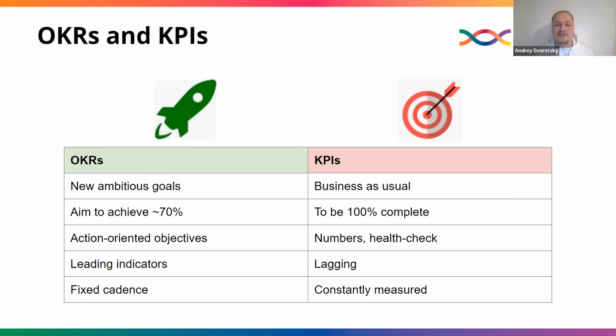And that's why, by the nature of OKRs and KPIs, OKRs have a fixed cadence in the future. We plan for a quarter, a year, or whatever cadence. We'll discuss it a little bit later with Vlad. But KPIs, at the same time, should be constantly measured on an ongoing basis, right? That's it. That's the difference.